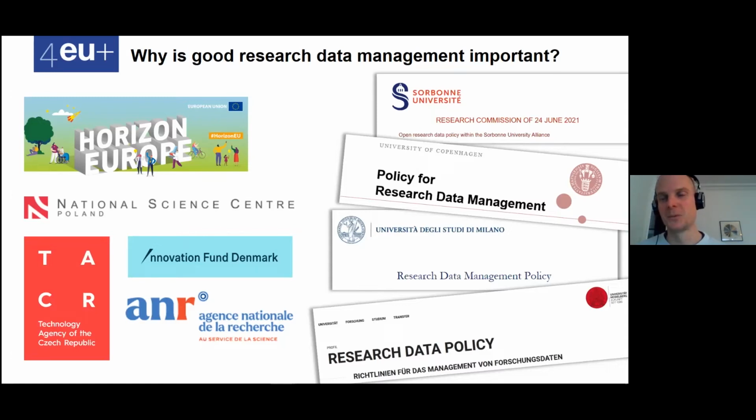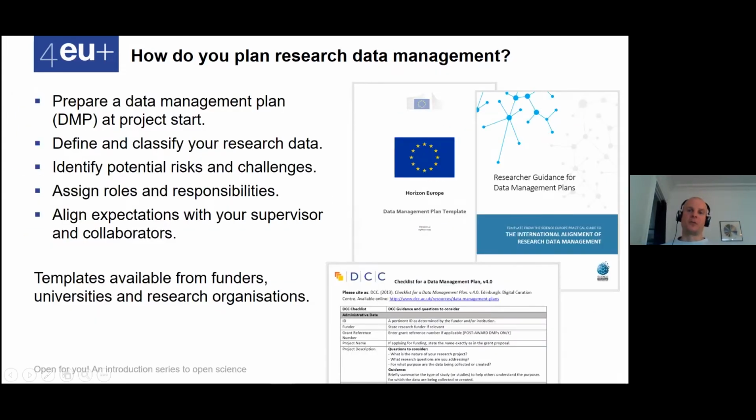So please make yourself familiar with any requirements from your own research institution or your funding agency, if that applies to you, what the rules are for research data management, or at least recommendations. So this was, so to say, the framework for how to get started with planning research data management. The recommendation, or in some cases also the requirement, would be to prepare a data management plan at project start.